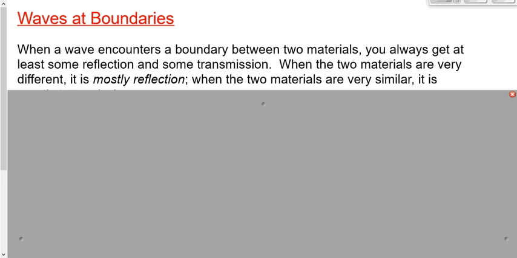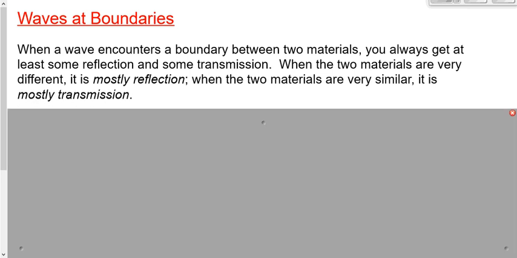So we always get some of both, always some of both. Sometimes it's 50-50. Sometimes you get more reflection, sometimes you get more transmission. When the media are similar, it's mostly transmission. When they're very different, we get mostly reflection. And if they're kind of similar, kind of different, it's about 50-50.